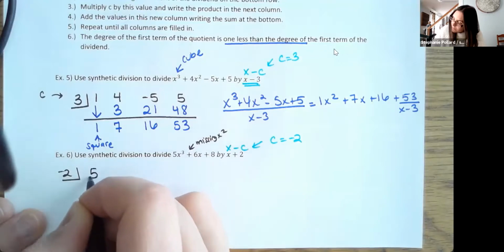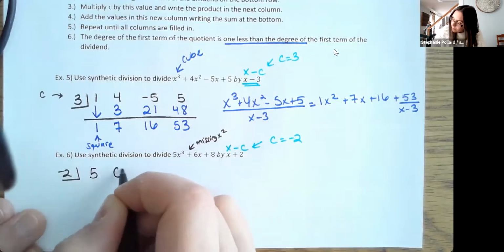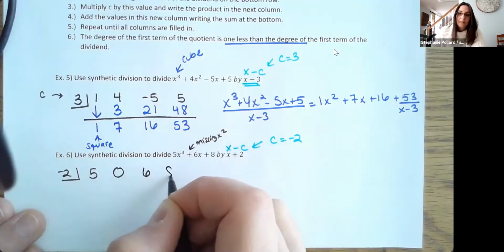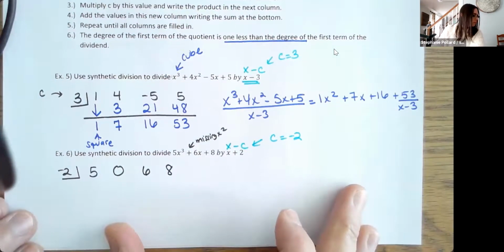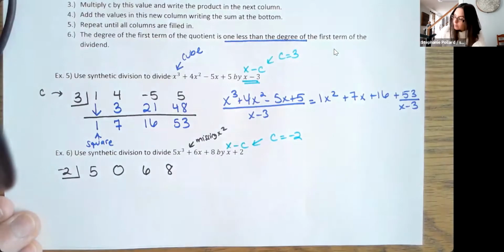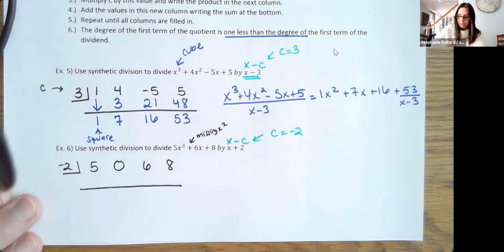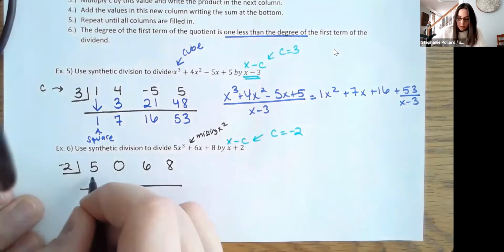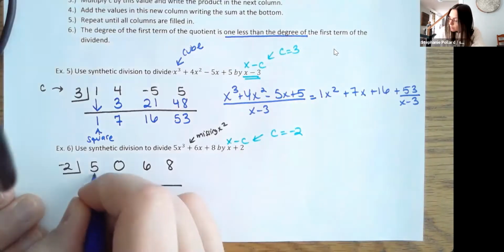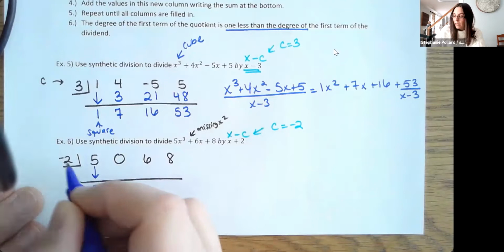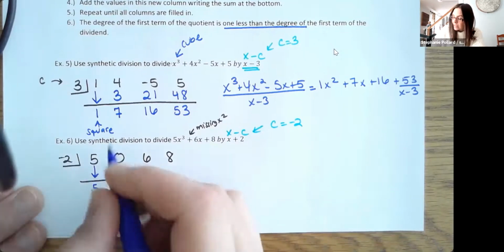So we have 5, and then the squared term would be 0. The x term is 6, and then the number is 8. And then I like to put just a little kind of line on the bottom just to stay organized. So we're going to start by bringing that 5 down. And then we're going to multiply. So negative 2 times 5 is negative 10.